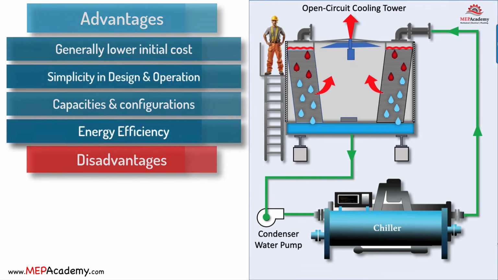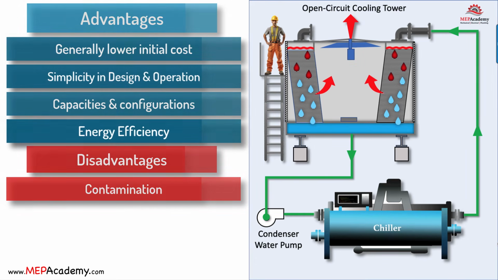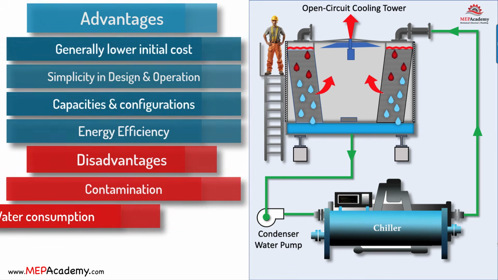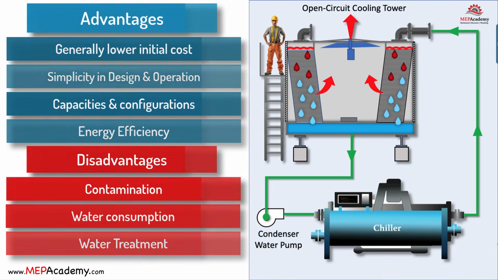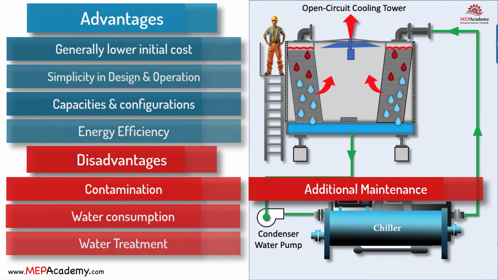Disadvantages of an open-circuit cooling tower. Number 1. Greater susceptibility to contamination from external elements like dust, debris, and biological growth. Number 2. More water consumption as water is continuously replenished and not recirculated. Number 3. The requirement for water treatment. Number 4. Extra level of maintenance.